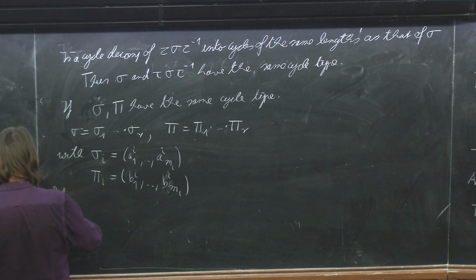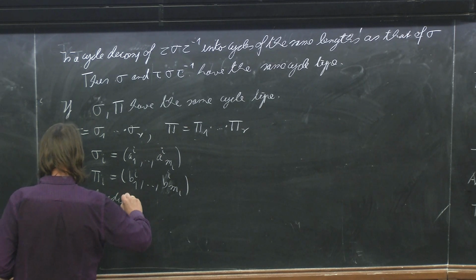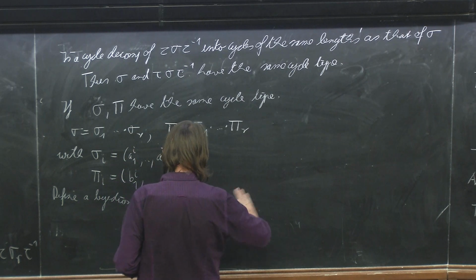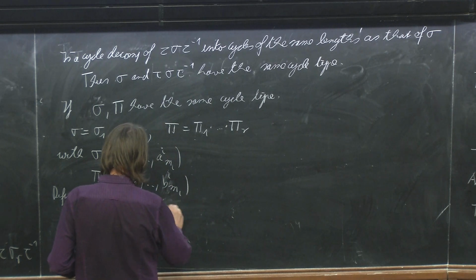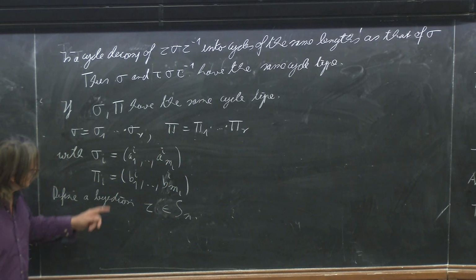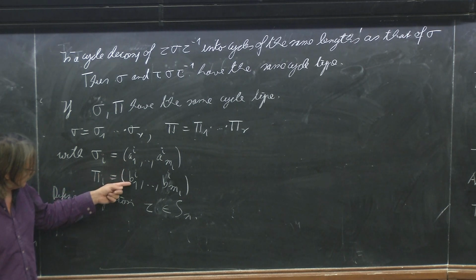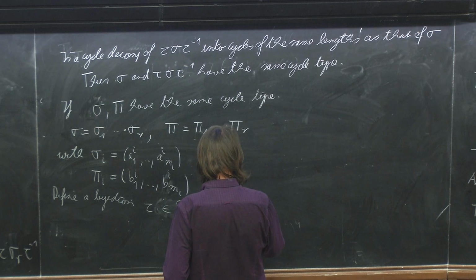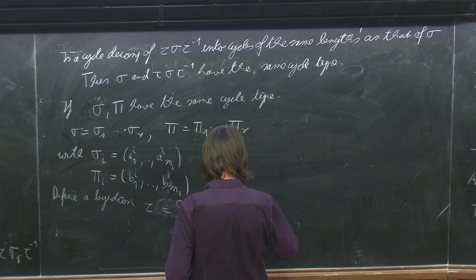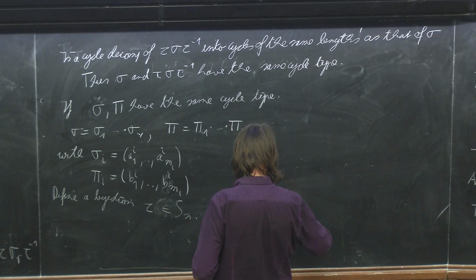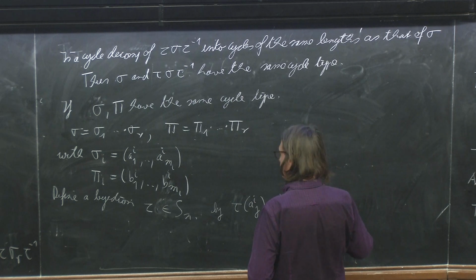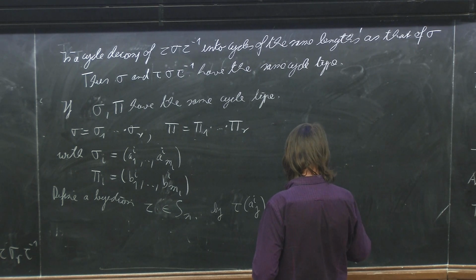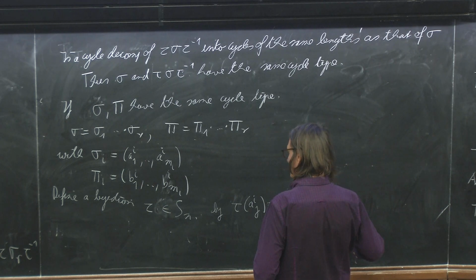and then we define a bijection tau from 1 until n to itself, so tau, which is an element in the symmetric group, which just sends a i j to the corresponding b i j. So tau of a i j is equal to b i j for all i from 1 to r and all j from 1 to mi.